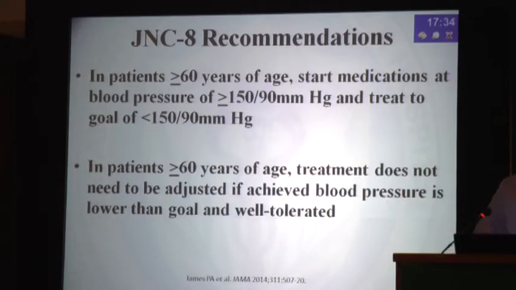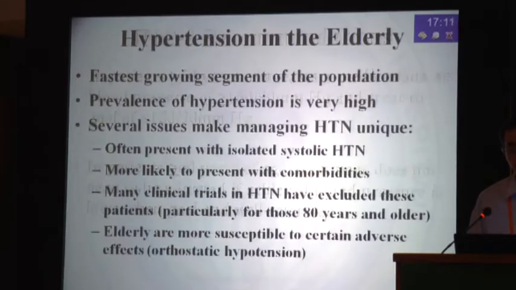As far as JNC 8 was concerned, they said that individuals more than 60 years of age start medication at a blood pressure of 150 by 90 and treat to a goal of less than 150 by 90. In patients more than 60 years of age, the treatment does not need to be adjusted if the achieved blood pressure is lower than the goal and well tolerated.